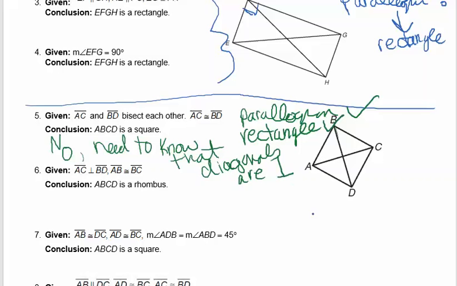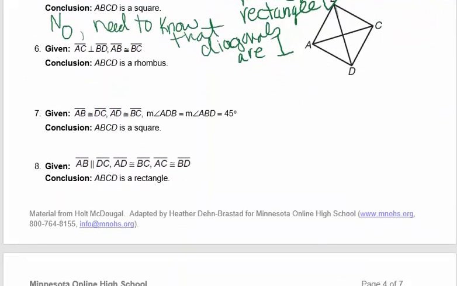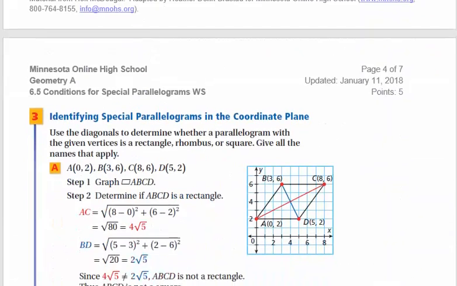So that's how you'll do these problems. You just kind of work through, and some of them will be yes and some of them will be no. And remember that you have to have enough information in order to say yes. For a square, you have to know that it's a rectangle and a rhombus. So there's a lot to show that it's a square.